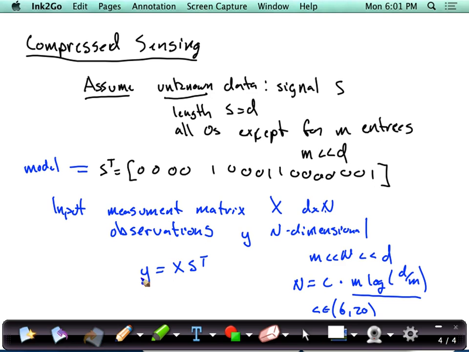So all I'm getting are these observations from this measurement matrix, and I want to recover this vector. Let me go through an example shortly to see how this works, but first let me talk about some applications of this. You have to abstract out this idea of the signal being sparse.